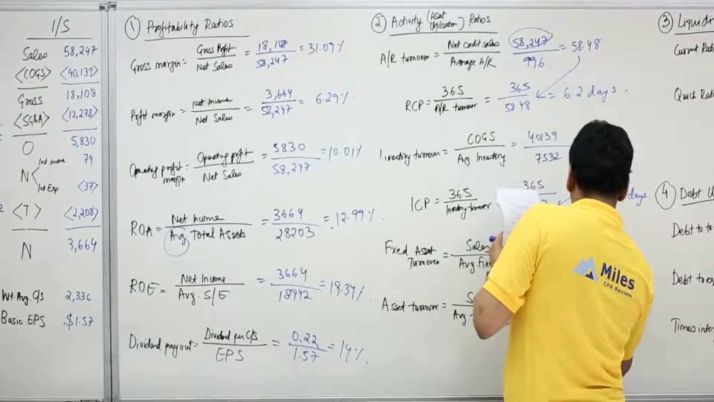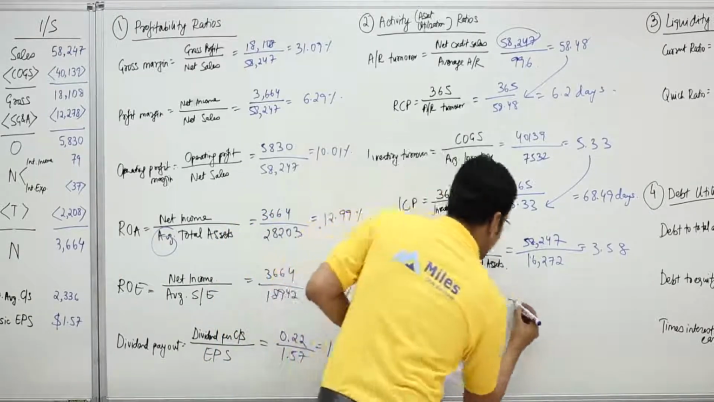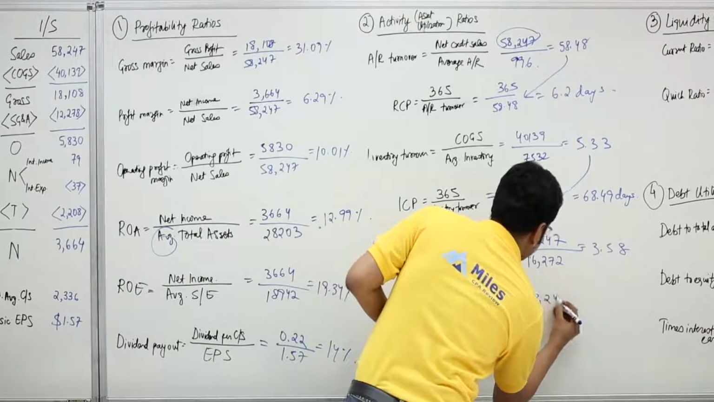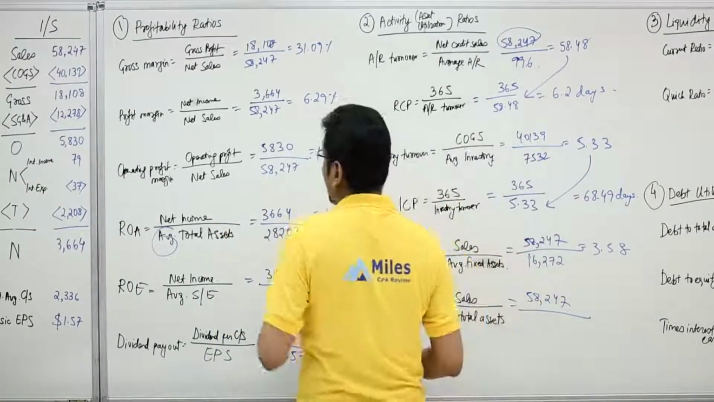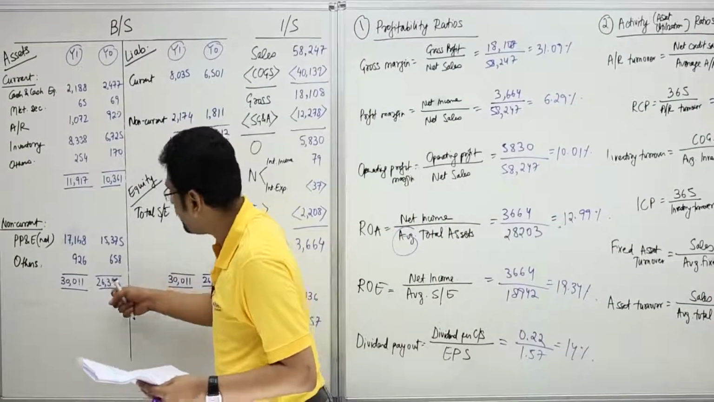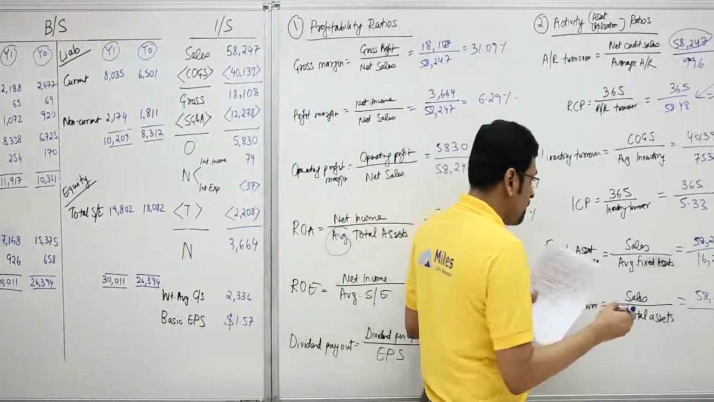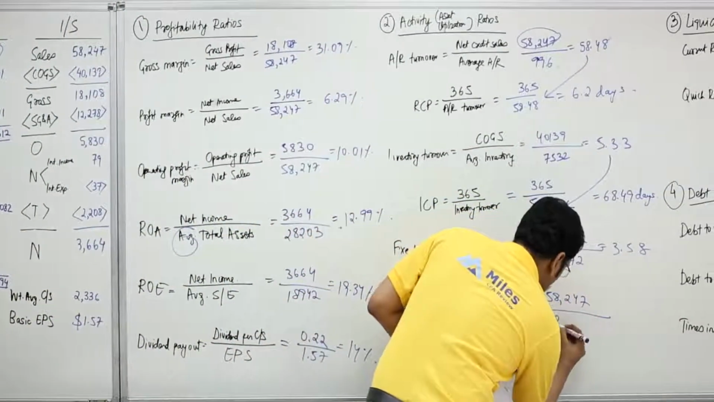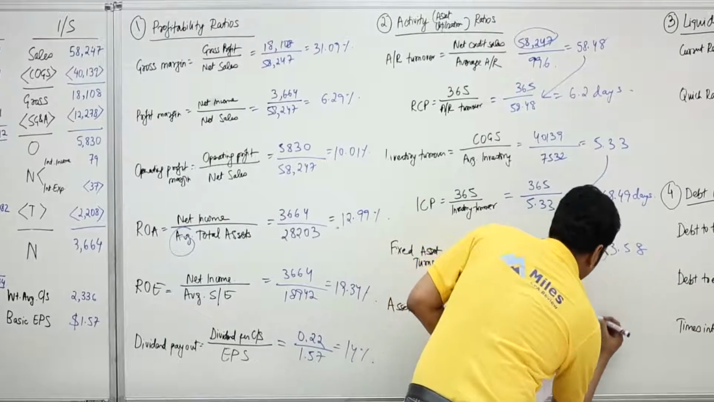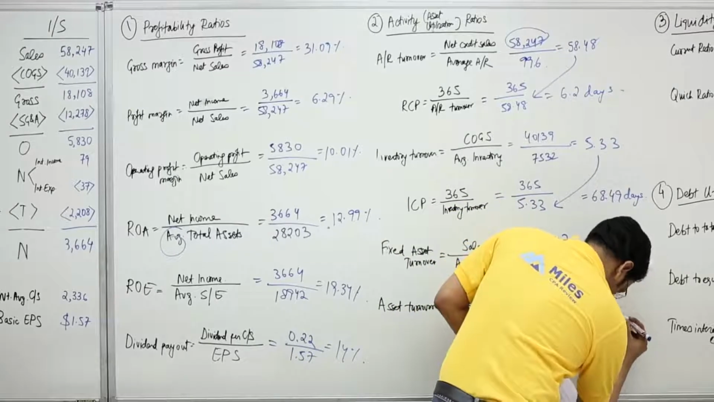This is 3.58. Asset turnover, we are again looking at sales of 58,247 divided by average total assets. So we have beginning total assets plus ending total assets divided by 2. The number is 28,203. The asset turnover is 2.07.